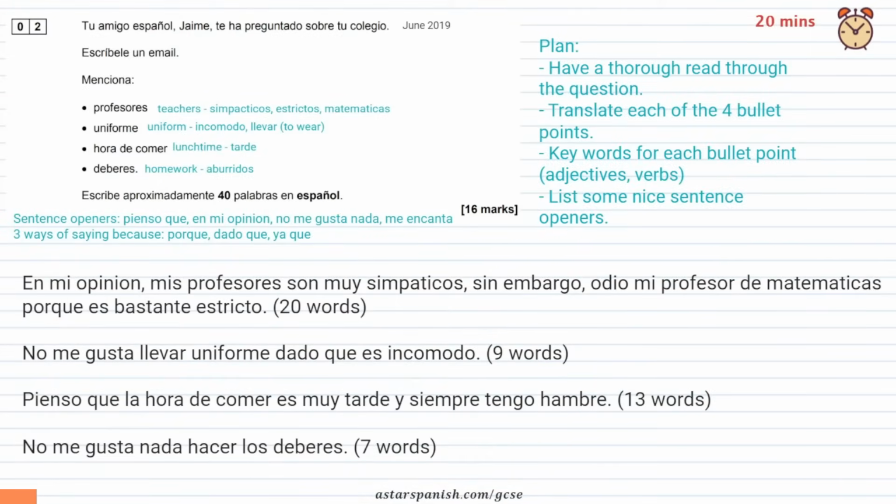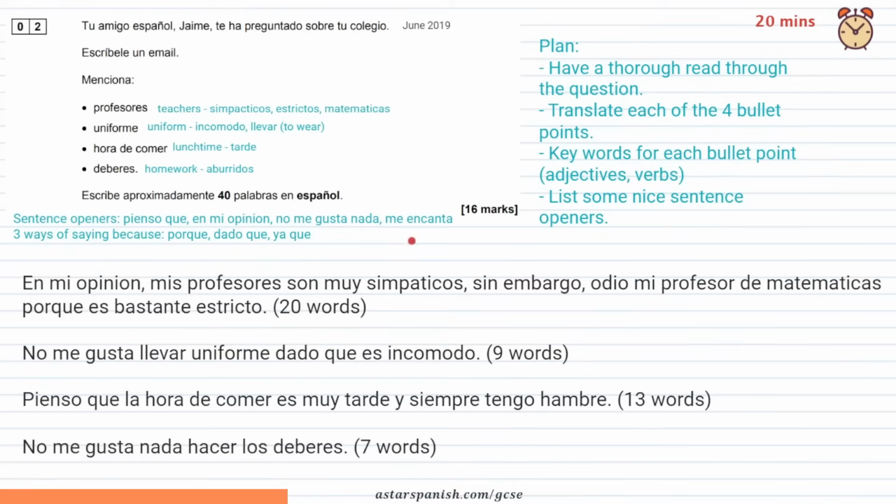Let's have a read through it. "En mi opinión, mis profesores son muy simpáticos. Sin embargo, odio mi profesor de matemáticas porque es bastante estricto." This sentence is 20 words long, and that is totally fine, and allows you to use slightly fewer words for the other bullet points. This sentence translates to, in my opinion, my teachers are very nice. However, I hate my maths teacher because he is quite strict. I have used the sentence starter "en mi opinión", which I said I would use in my plan.